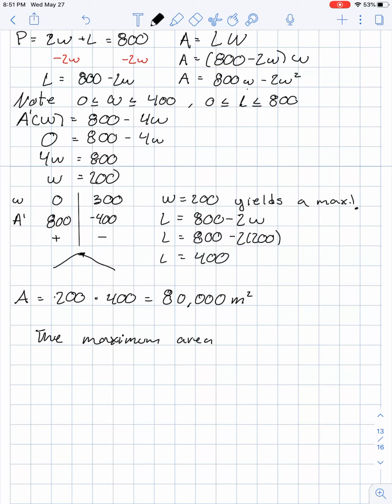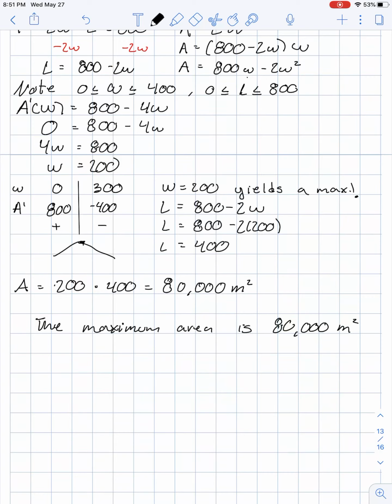So maximum area is 80,000 meters squared, which kind of seems crazy that you can make so many square meters out of just 800 meters. Maximum area is 80,000 meters squared with the length of 400 meters and width of 200 meters.